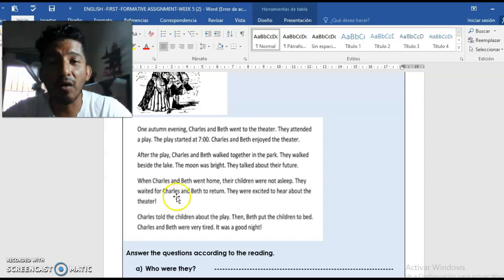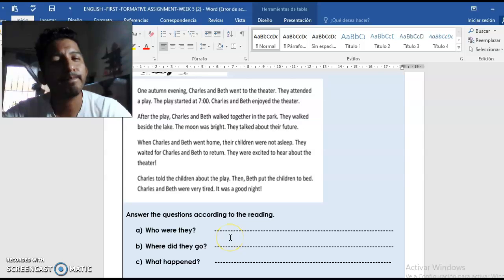When Charles and Beth went home, their children were not asleep. They waited for Charles and Beth to return. They were excited to hear about the theater. Charles told the children about the play. Then Beth put the children to bed. Charles and Beth were very tired. It was a good night.